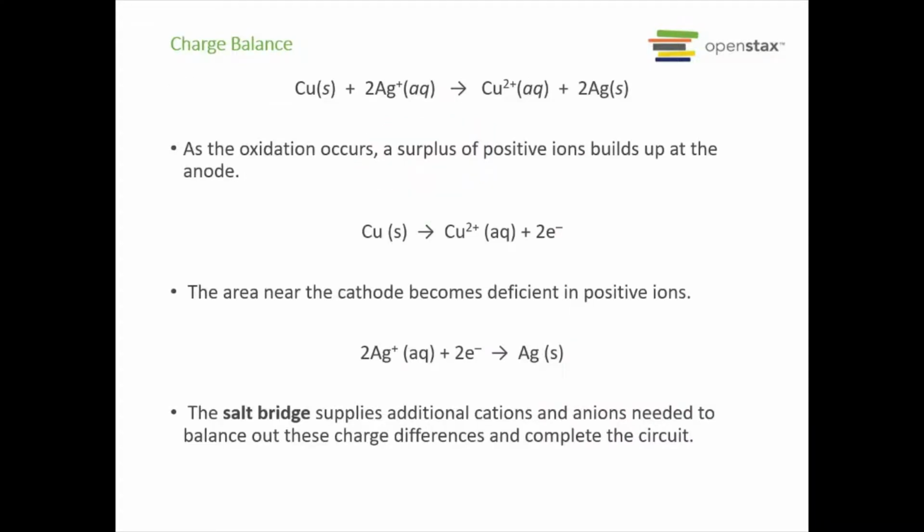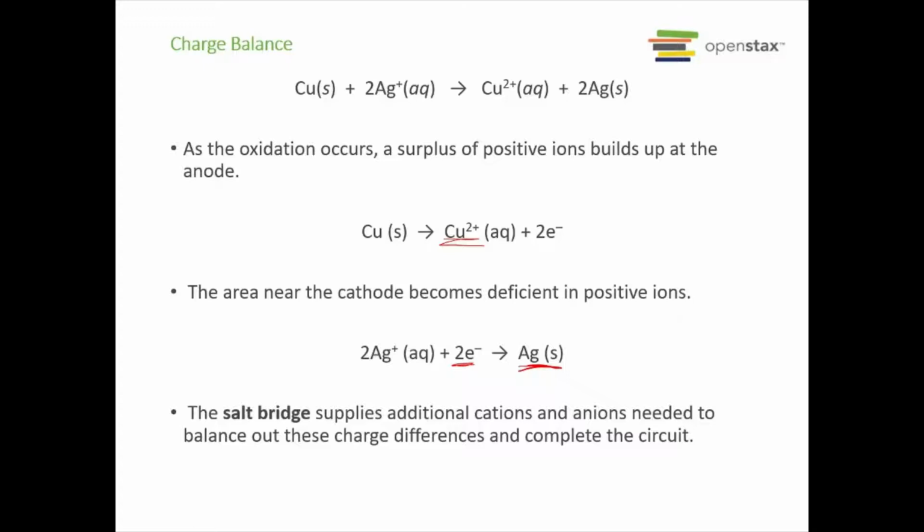So now as this reaction is happening, as the oxidation keeps occurring, we end up with this buildup of positive ions on the anode. We get all these copper 2+ ions building up. And then on the cathode side, the area around the cathode is becoming deficient in positive ions because those positive ions are grabbing the electrons and then condensing onto the already solid silver cathode.